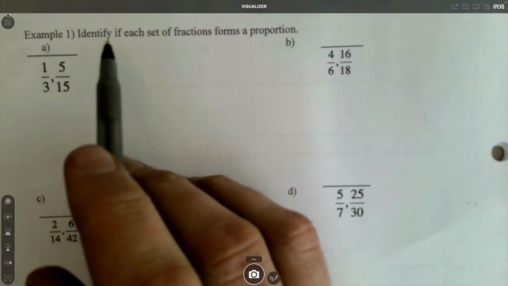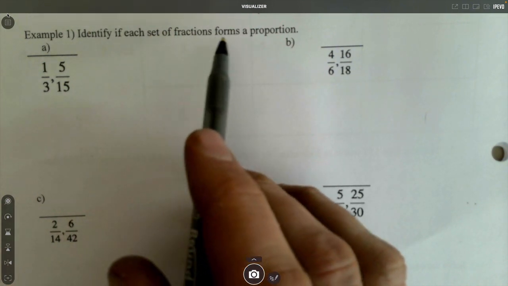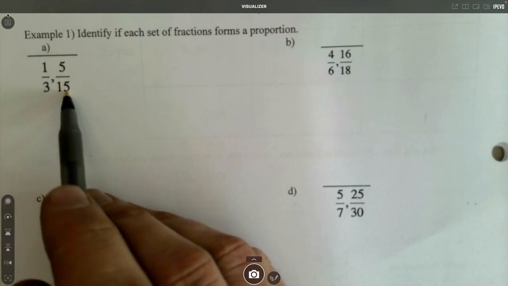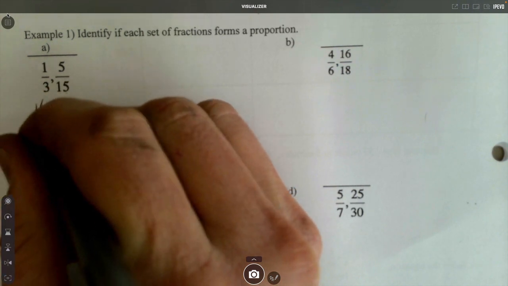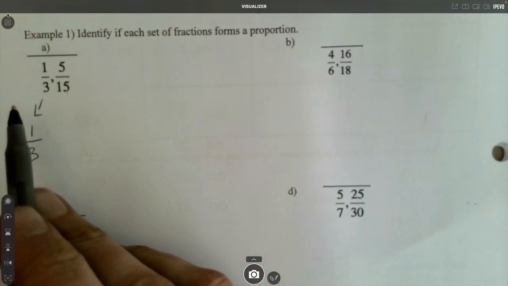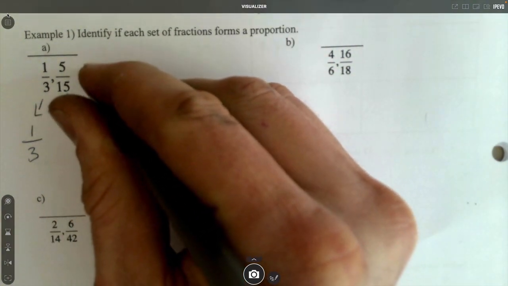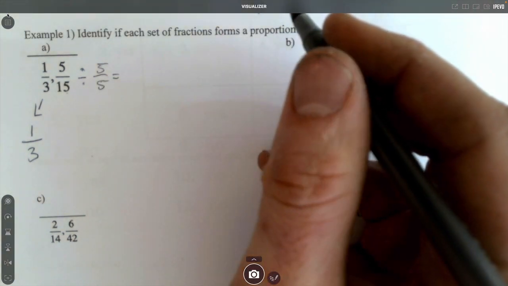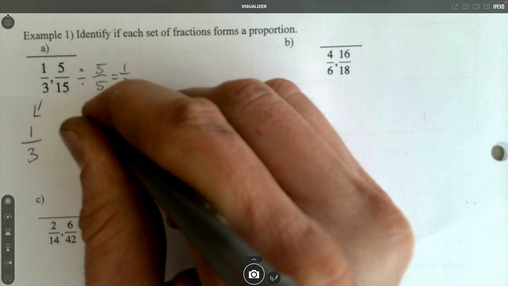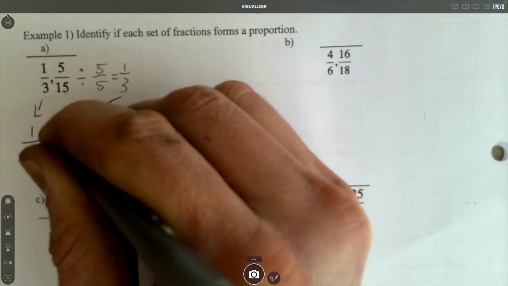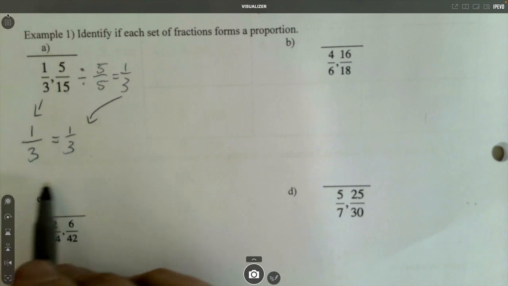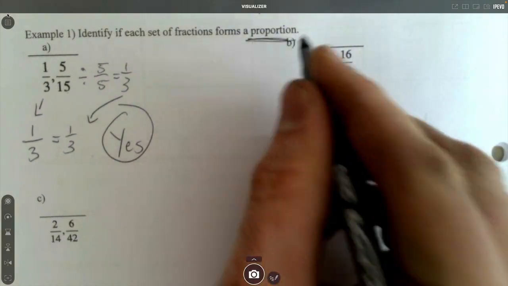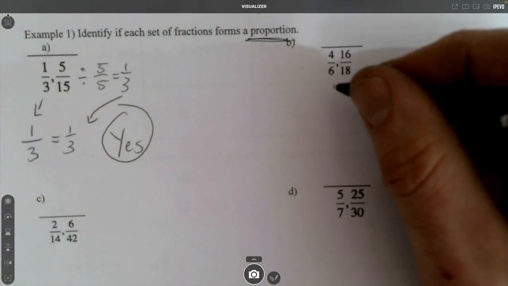So the first example wants us to identify if each set forms a proportion. Is 1/3 proportional to 5 over 15? Let's take each fraction. 1/3 is as simple as it gets, but 5 over 15 can simplify. Let's divide top and bottom by 5. 5 over 15 is the same as 1/3. If you simplify the two fractions and they equal each other, your answer is going to be yes. They form a proportion.